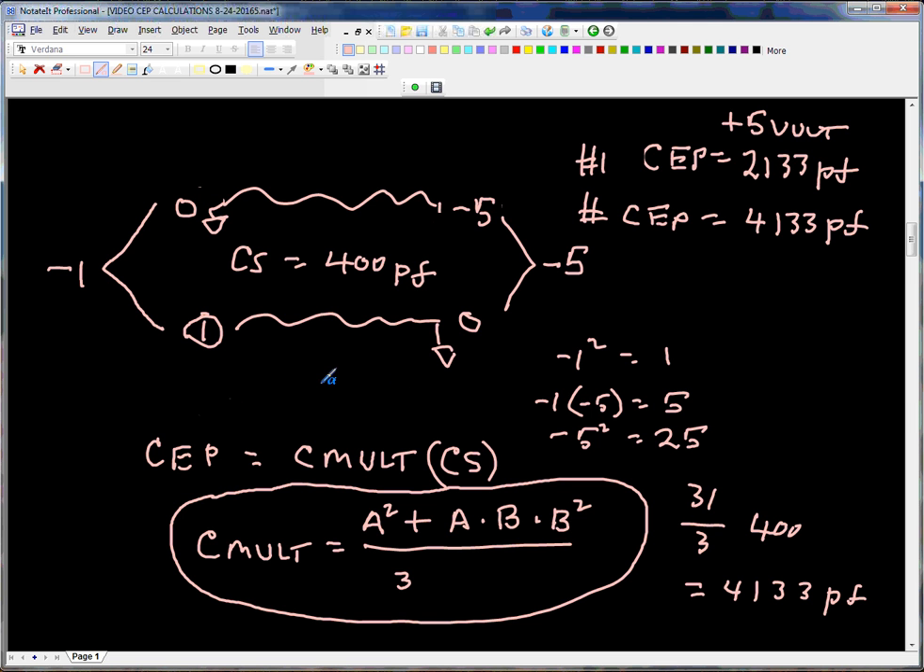Now you can see already we have not changed the way we wound the transformer. We simply changed how we connect it. It's affected the effective capacity looking into the primary, which went from 2133 picofarad for plus 5 volt out to 4133 for minus 5 volt out.